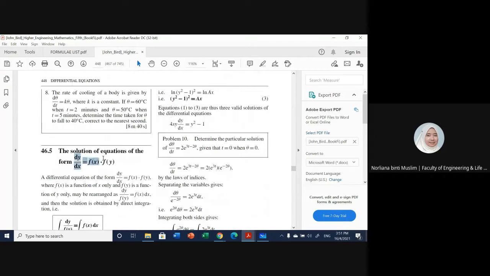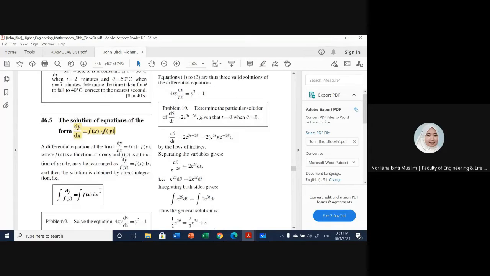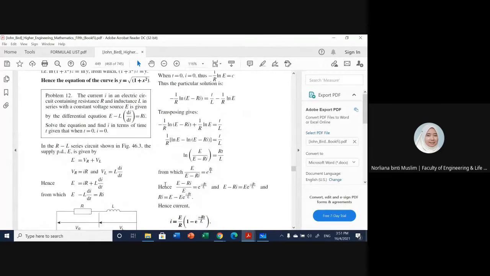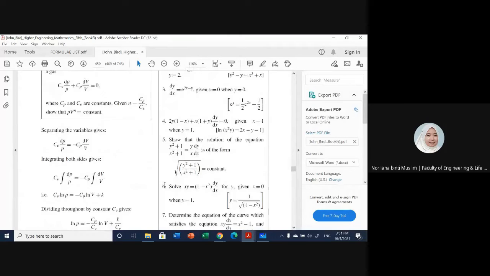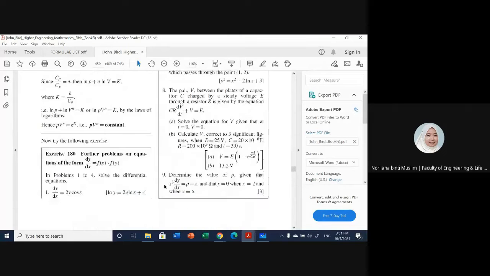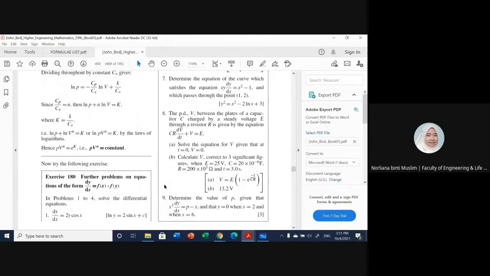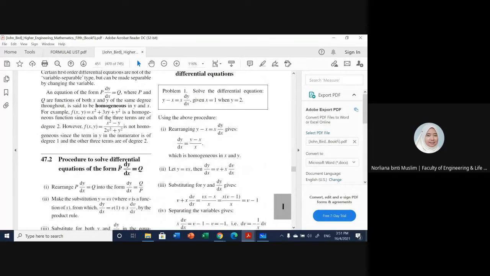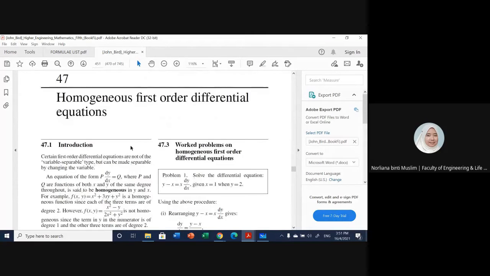Okay, then we have number three. The third form, this is the form of general solution. And then we have a different form like this. But this is a different type that we call homogeneous.